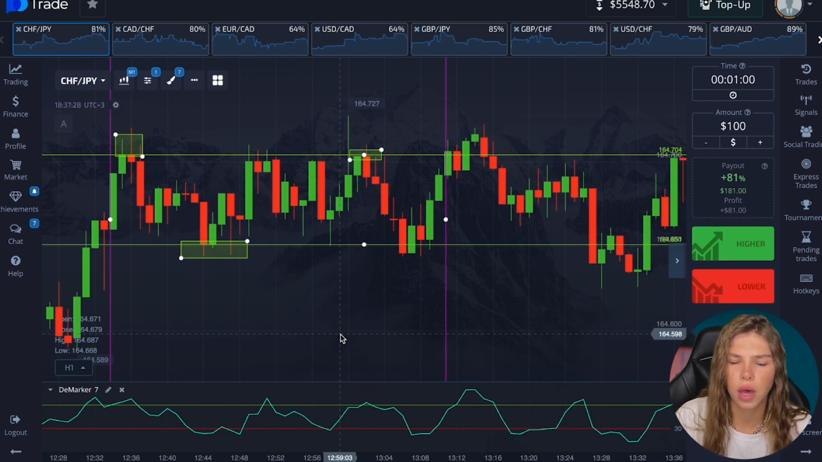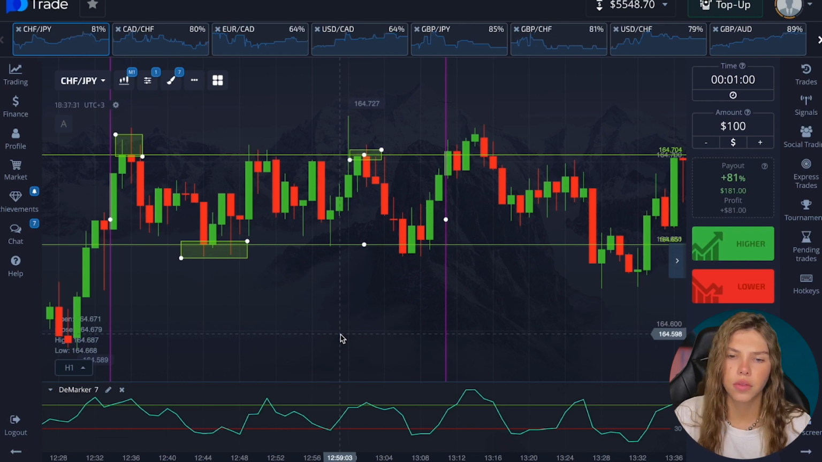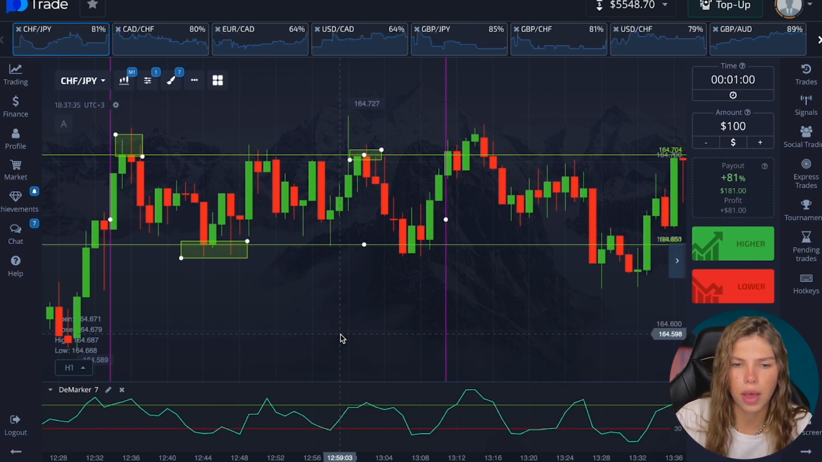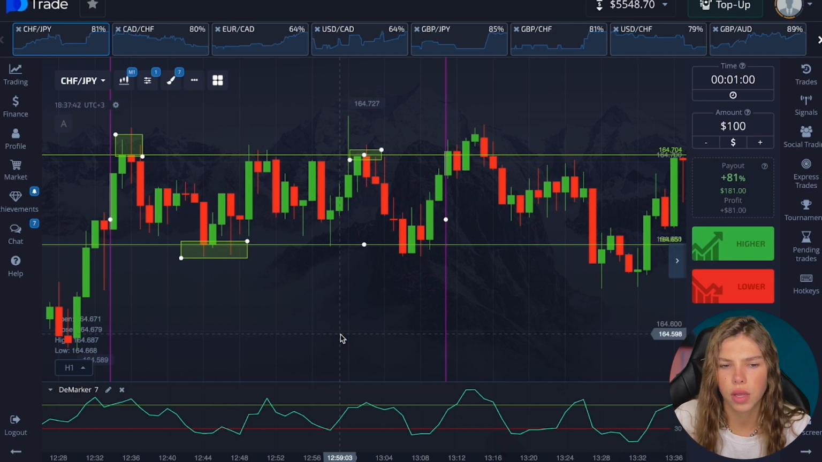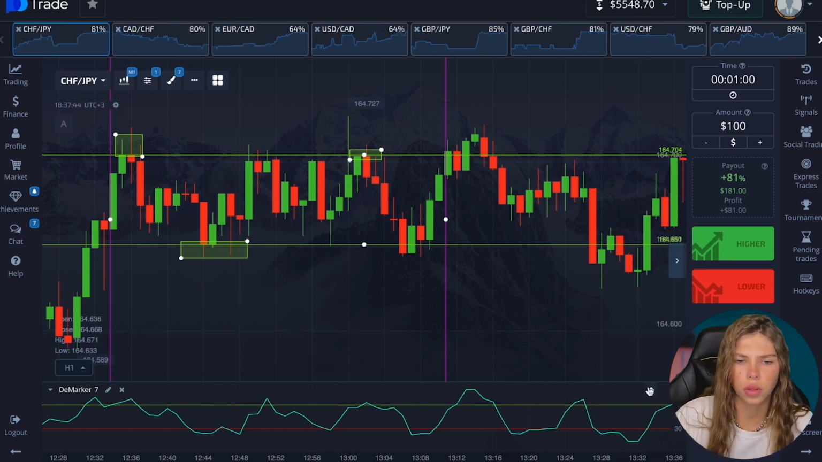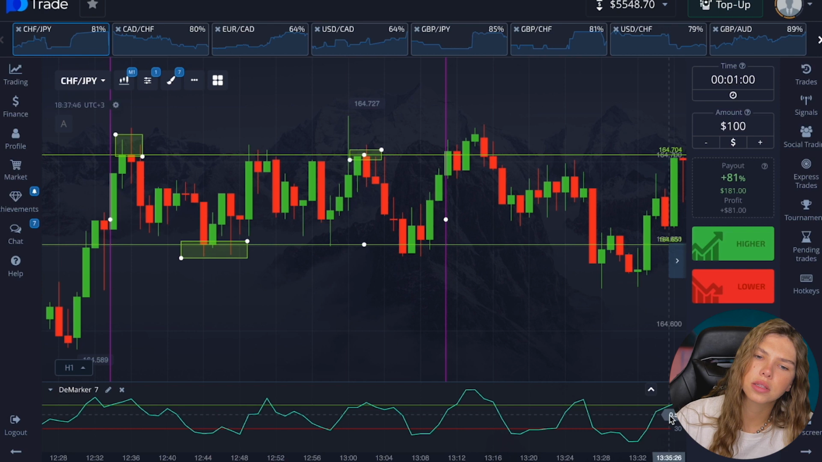So let's figure out how to apply the DeMarker in trading. The first is that we have a trend change. Trend change occurs when the oscillator line leaves the overbought or oversold zone. That is, 0.7 and 0.3, or how it is here with us. This is green, red, 70-30.